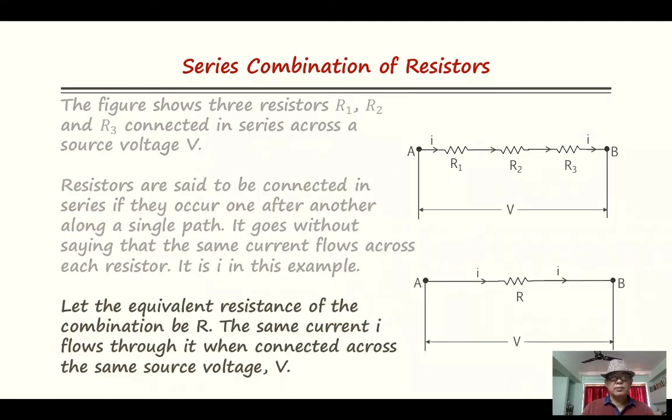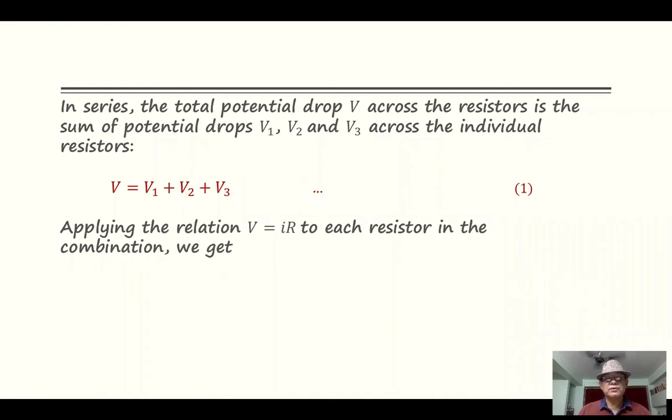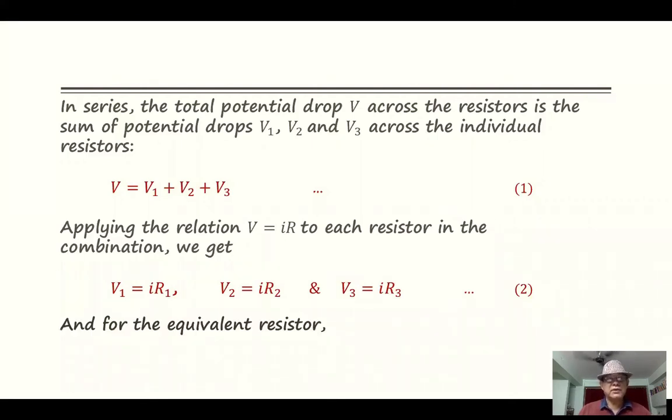Let the equivalent resistance of the combination be R. The same current I flows through it when connected across the same source voltage V. In series, the total potential drop V across the resistors is the sum of potential drops V1, V2, and V3 across the individual resistors. That is, V equal to V1 plus V2 plus V3. This is equation 1. Applying the relation V equal to IR to each resistor in a combination, we get V1 equal to IR1, V2 equal to IR2, and V3 equal to IR3. This is equation 2. And for the equivalent resistor, V equal to IR. This is equation 3.